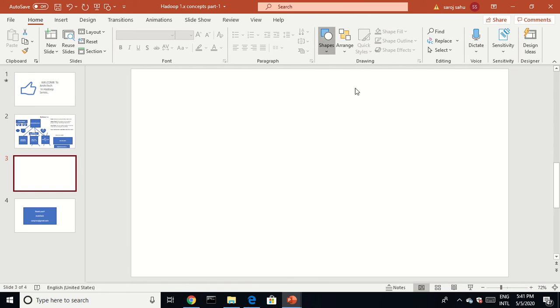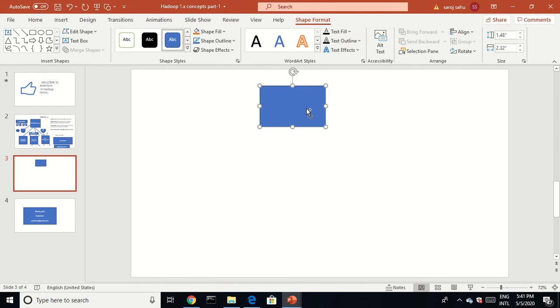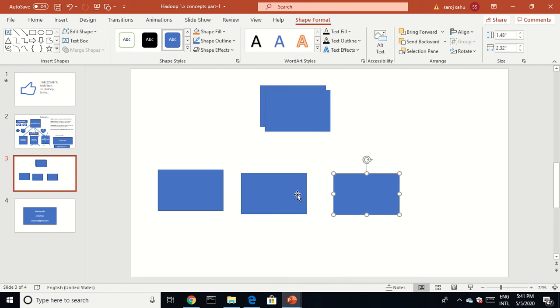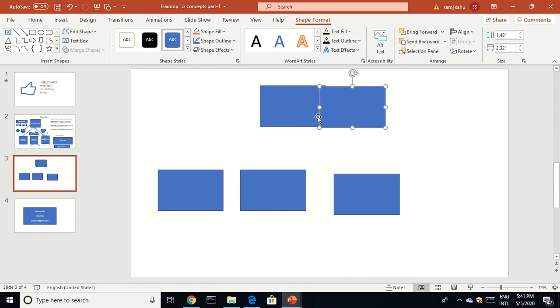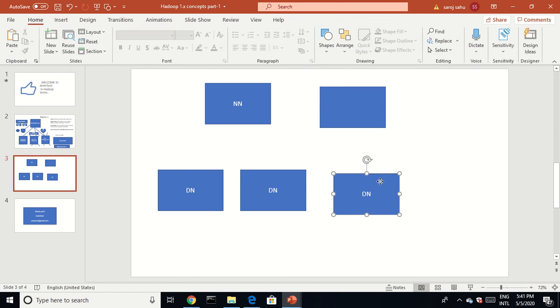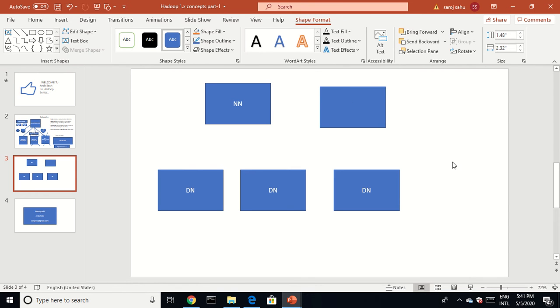Okay, so this is the NameNode, the master machine. And these are the slave machines. This is a DataNode, and this one is also a DataNode. Slave node, DataNode, worker node, all are the same. And this one we'll discuss now.